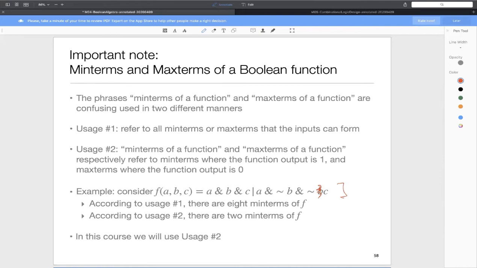In this course, when we say what are the min terms of a Boolean function or maxterms of a Boolean function, we are going to refer to this. And if we mean all the min terms, then I would say all the min terms of the inputs of the function. Okay, so this is just to disambiguate because I noticed the book at various places uses it in these 2 different ways. So that can be confusing at times.